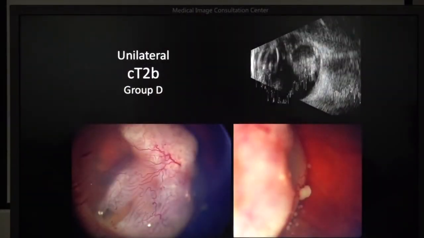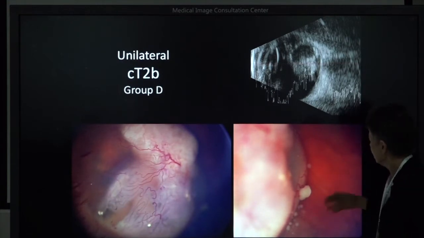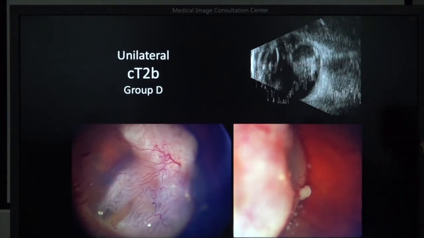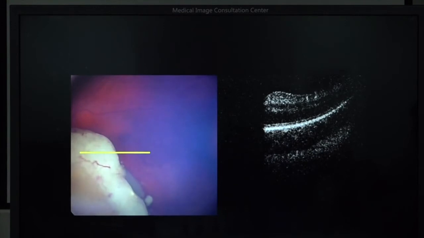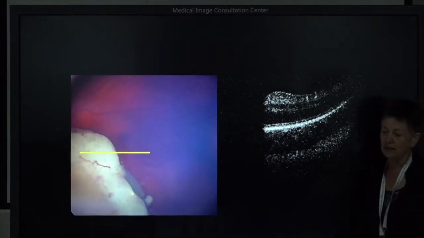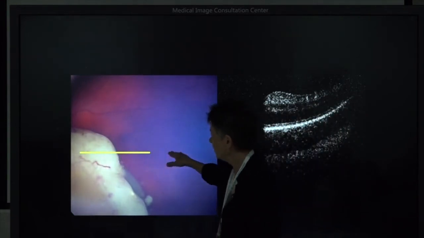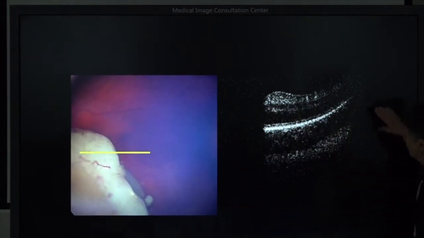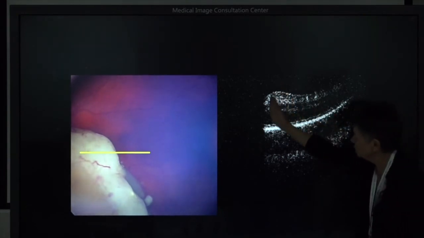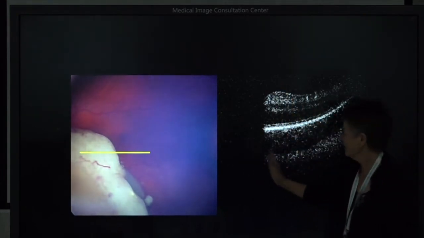So this is more interesting and difficult because this is also CT2B, there's seeding, but you see this red behind here, that's spared retina. So that makes it very tempting to go with IAC or systemic chemotherapy. And we did OCT, optical coherence tomography, across the tumor and the retina, and you can see this is the shadow from the tumor. You can't see anything more here, but it looks like it splits the fovea.